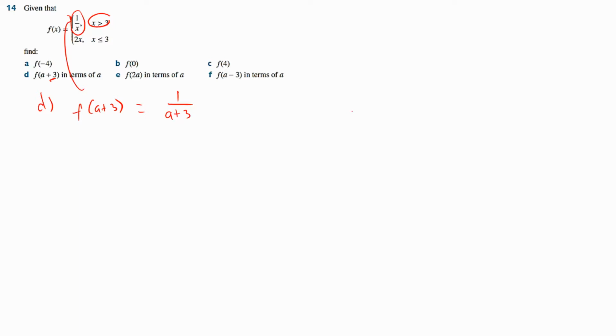Now, f of 2 times a in terms of a. Well, a could be anything. Which one do you sub that one in now? Does it ever say what a is? I think if I were to do this, you have to change the conditions as well. So it's 2a, this will now be 1 over 2a, and the denominator would be 2 times 2a, because it's replacing the x's, and therefore this would be 2a greater than 3, and this is 2a less than or equal to 3.